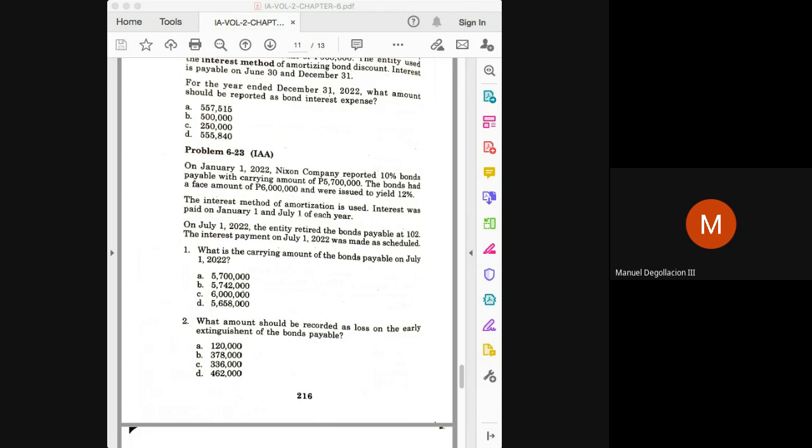So that means we paid more in an amount of 378,000. Okay, and that will be the loss that we will be reporting. The answer for the second question here is 378,000. That is the difference of 6,120,000, the retirement price, and the carrying amount of 5,742,000. Okay, let's proceed to 6-24.